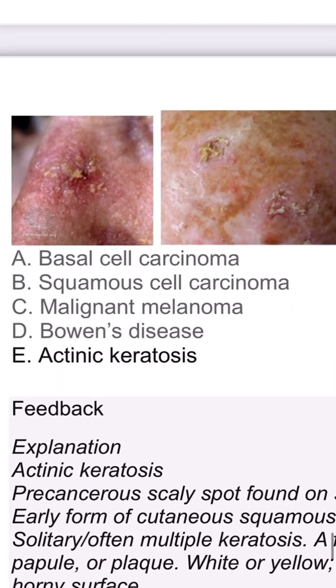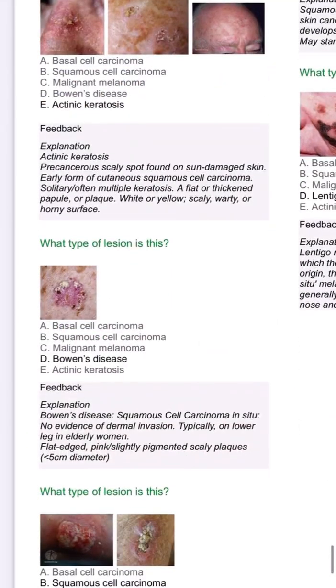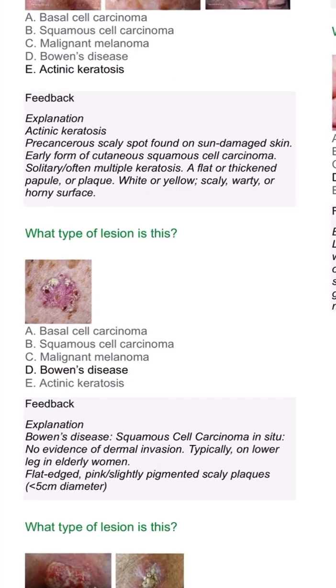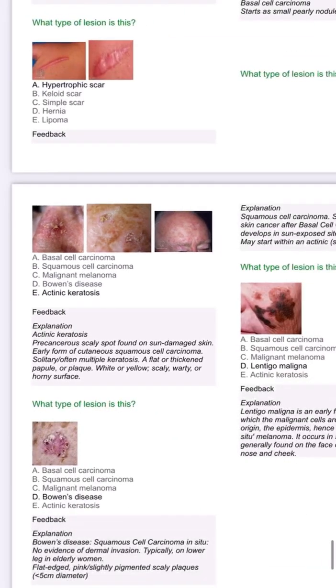What type of lesion is this? You can see here, so actinic keratosis. Actinic keratosis, a precancerous scaly spot found on sun-damaged skin, an early form of cutaneous squamous cell carcinoma. Solitary, often multiple keratoses, a flat or thickened papule or plaque, white or yellow, with a scaly or horny surface. So these are actinic keratosis.